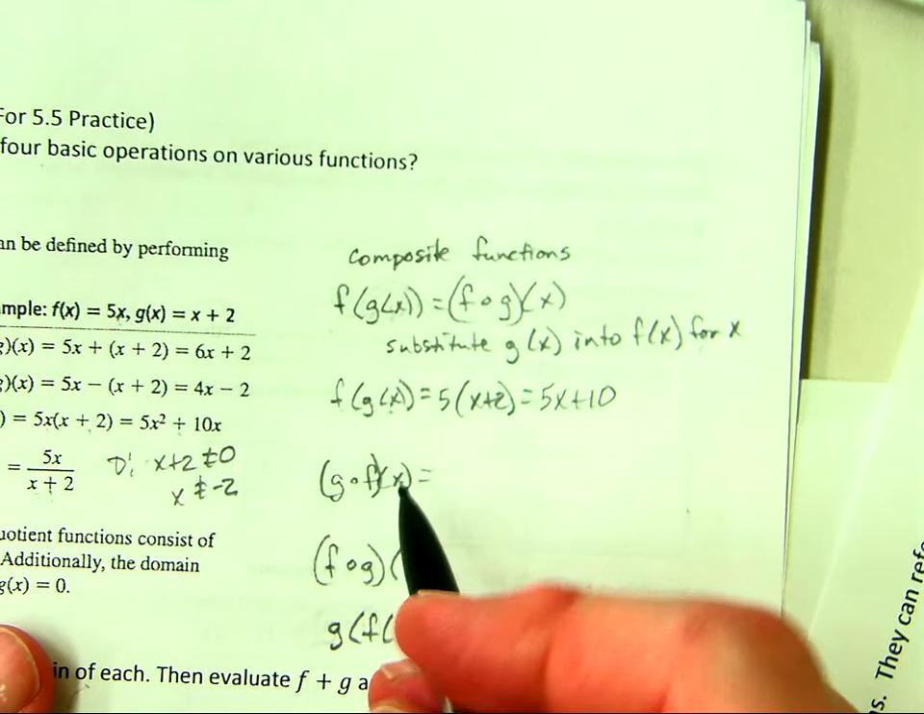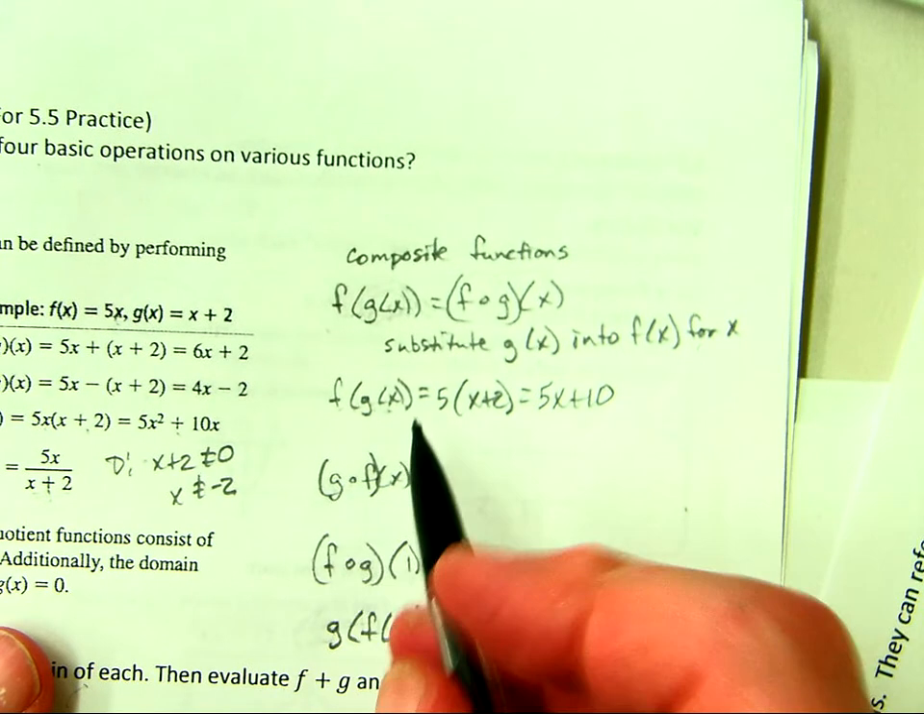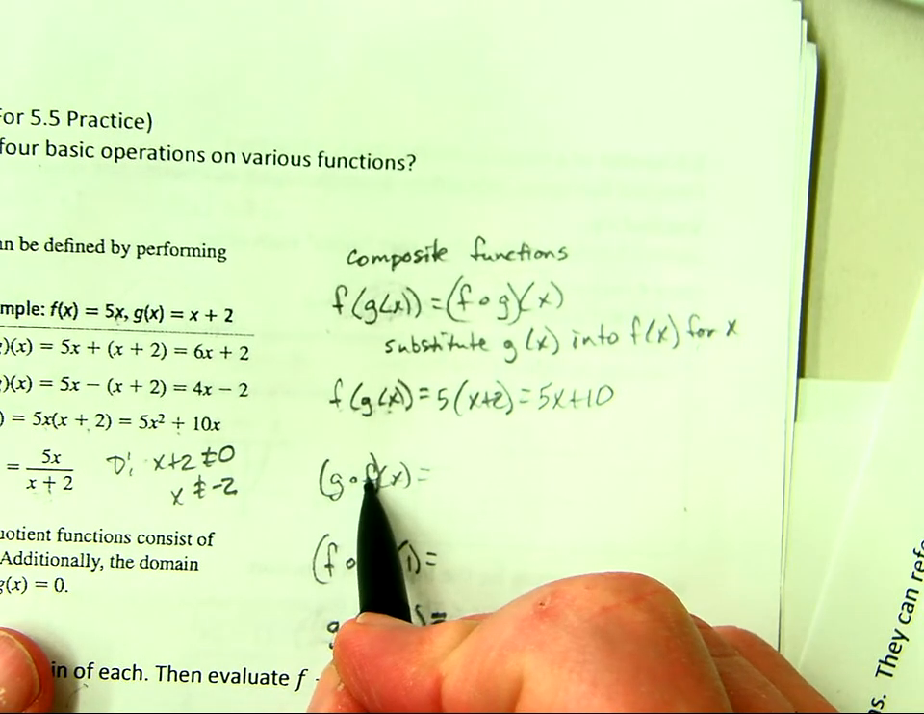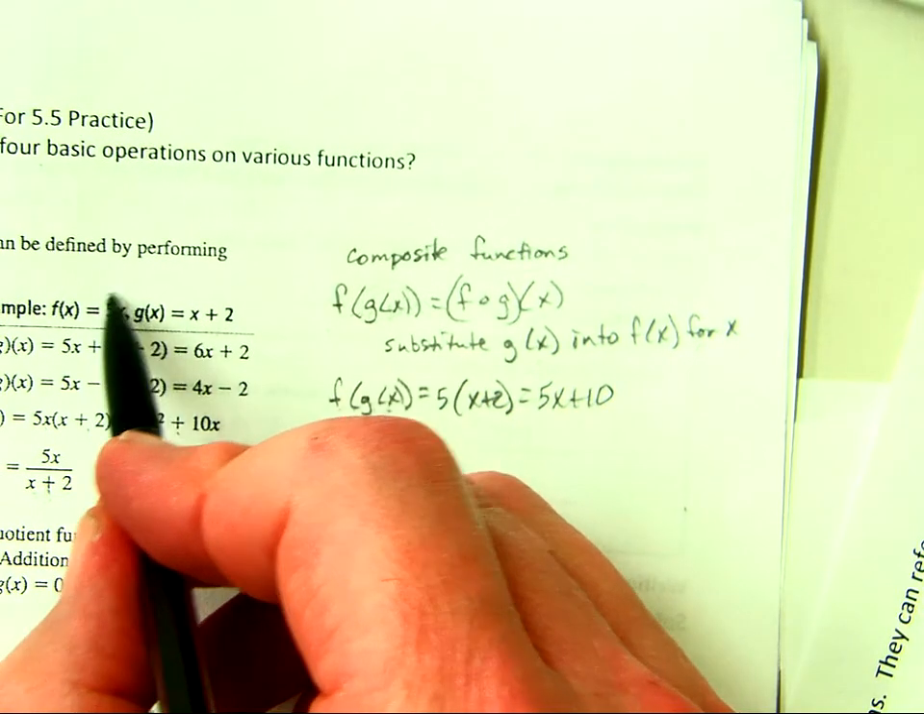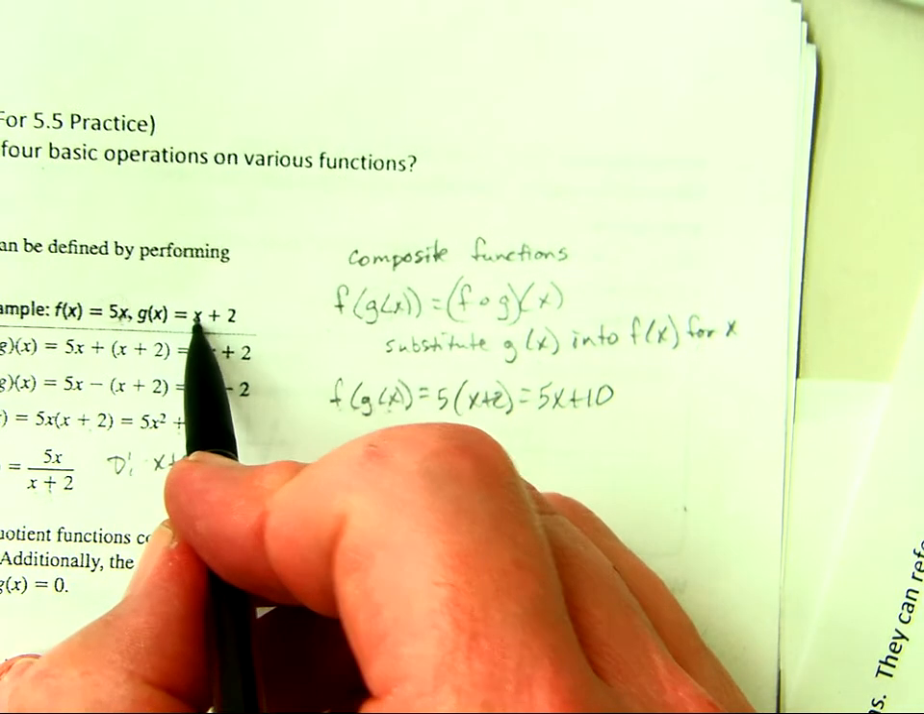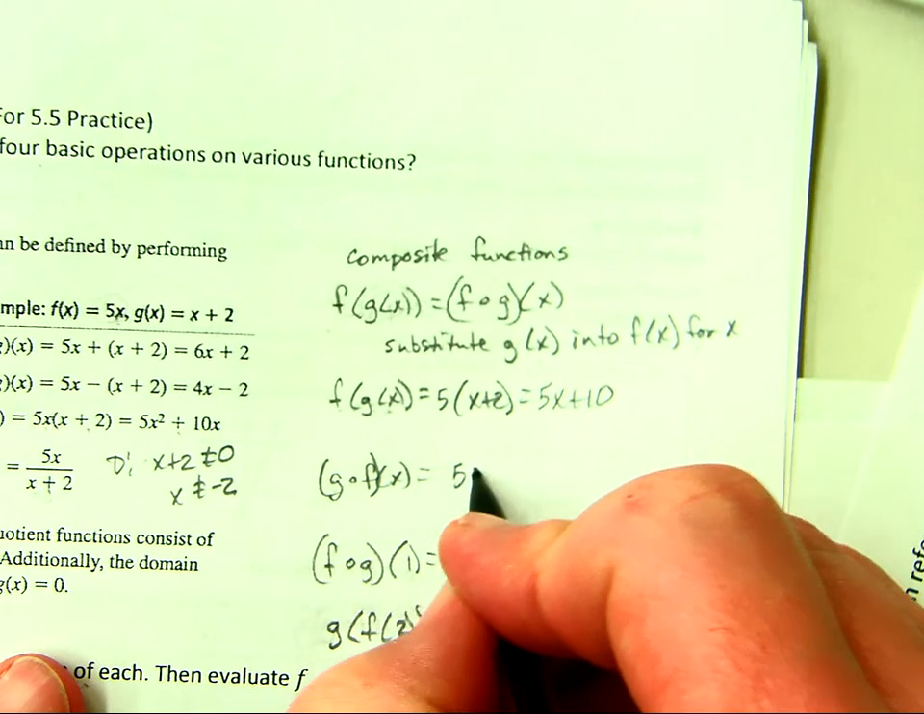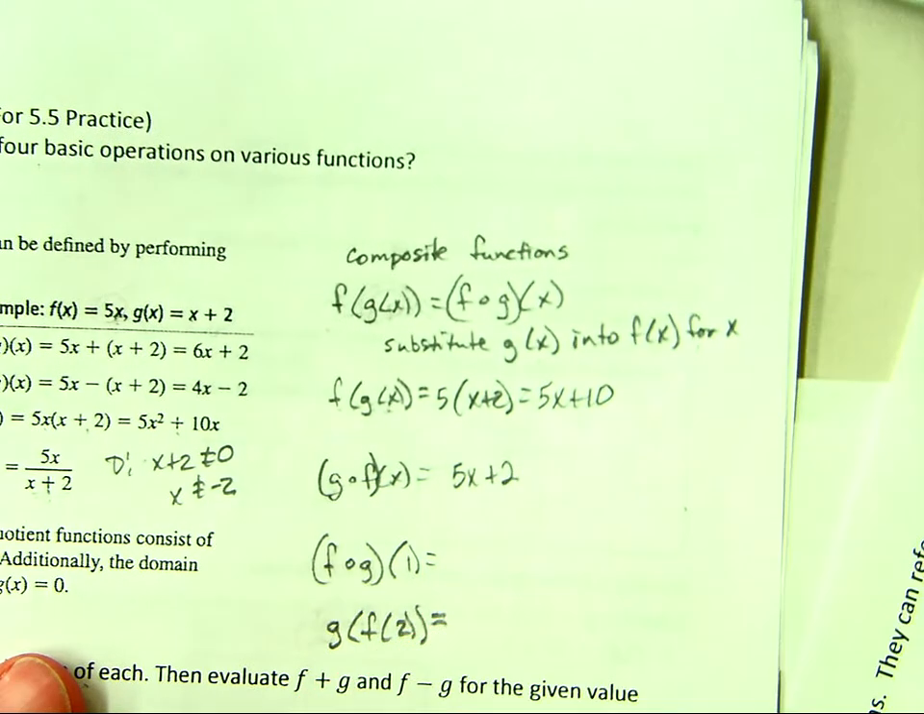If it was written the other way around, g of f of x, again, we take the second one, f, and we substitute it into the first one. So here we're taking 5x, and we're going to put it right there in place of that x. So that'll be 5x plus 2.